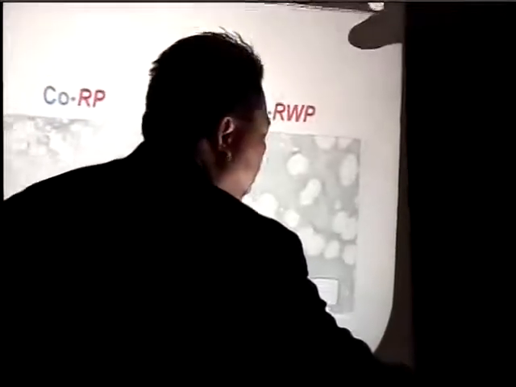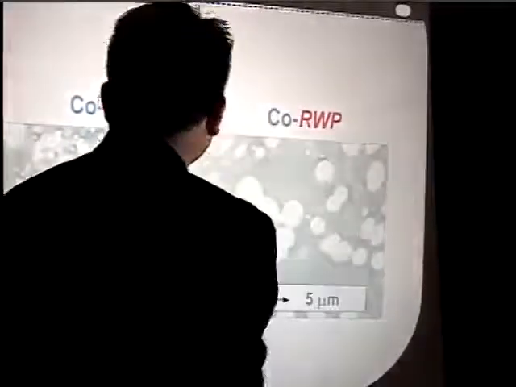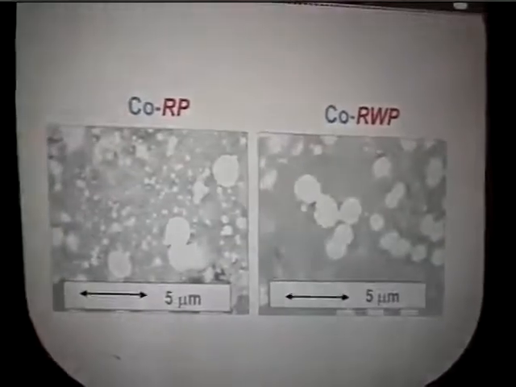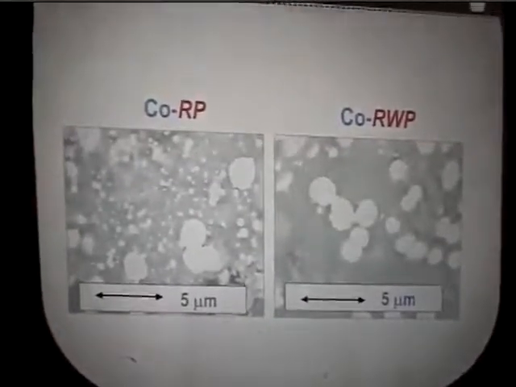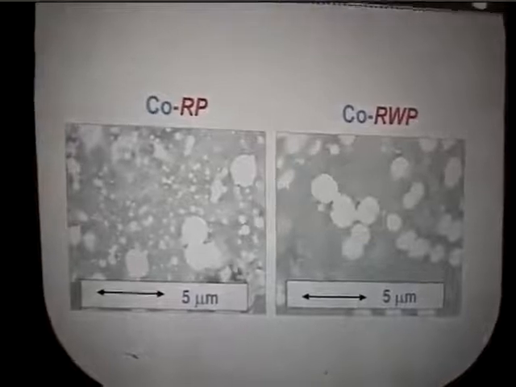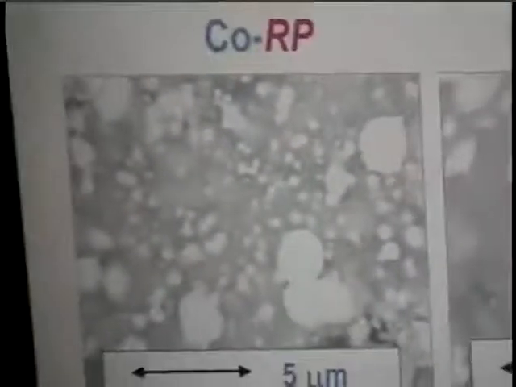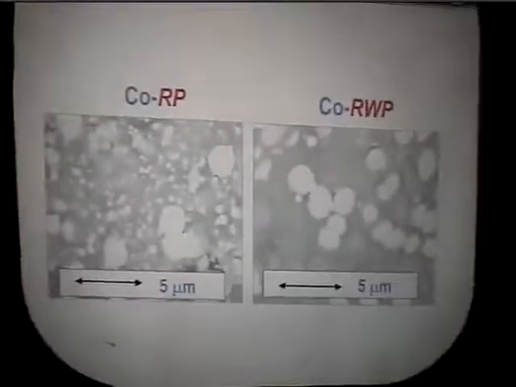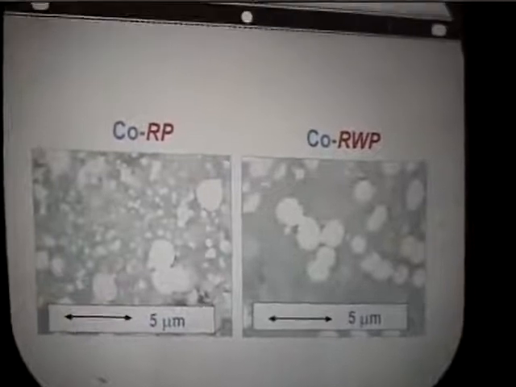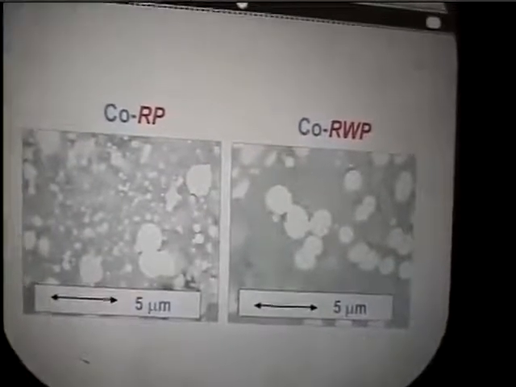And this is probably the most dramatic change in SEM micrographs of the reduced and passivated cobalt catalyst with and without the additional water vapor during reduction. Again, the white or light spots here represent cobalt patches, and the darker areas represent the alumina surface with minimal or no cobalt present. We can see that there was a greater number of smaller cobalt patches in the reduced and passivated cobalt catalyst sample without the additional water vapor than with the additional water vapor.